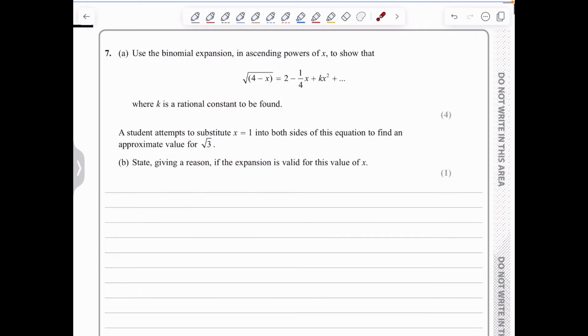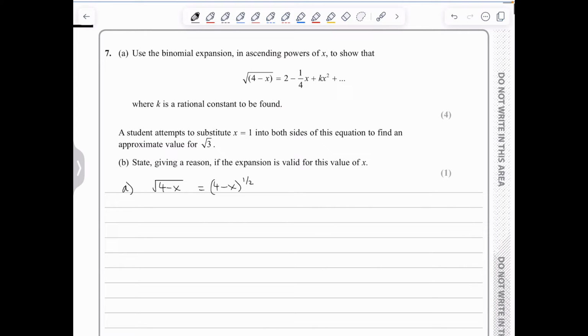In question 7, we are asked to use the binomial expansion in ascending powers of x to show that the root of 4 minus x can be written into this form. We are looking for the first 3 terms of the binomial expansion. So let's start with writing what we are given. It's the square root of 4 minus x, which I can write as (4 minus x) to the power of a half.